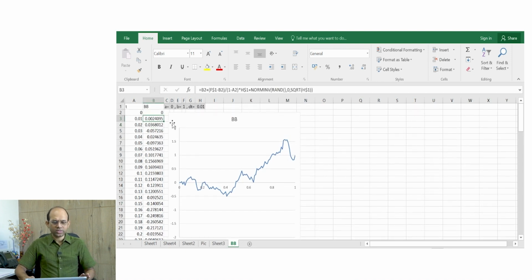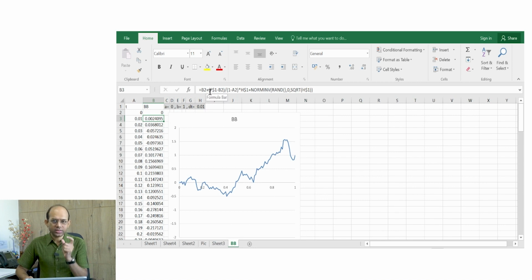So this code is very simple. It's just a spreadsheet application. So now we recall the stochastic differential equation, that is dXt is equal to Xt divided by 1 minus t dt plus dWt.